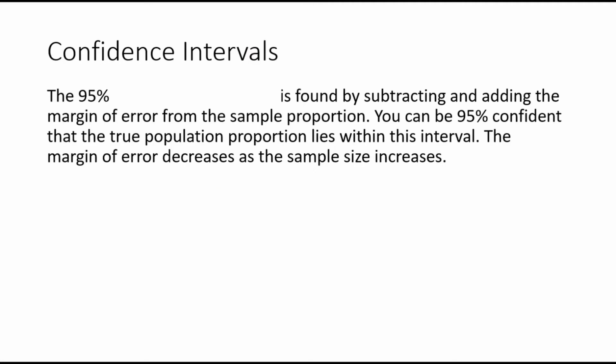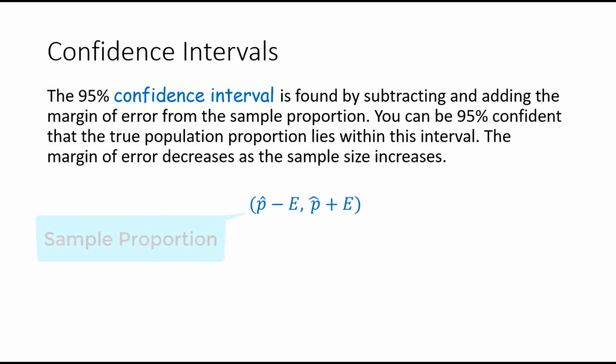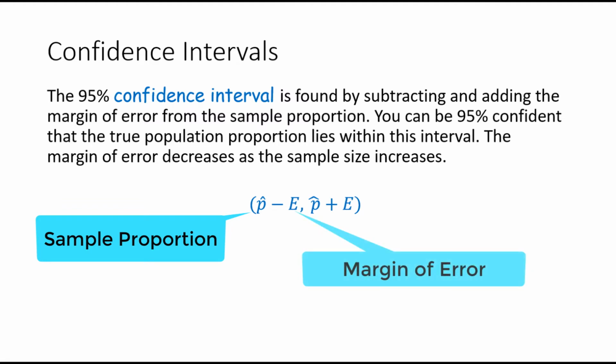Confidence intervals. The 95% confidence interval is found by subtracting and adding the margin of error from the sample proportion. You can be 95% confident that the true population proportion lies within this interval. The margin of error decreases as the sample size increases. We write this as (p̂ − E, p̂ + E), where p̂ denotes the sample proportion and E the margin of error.